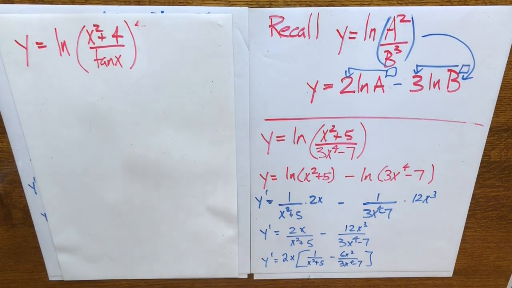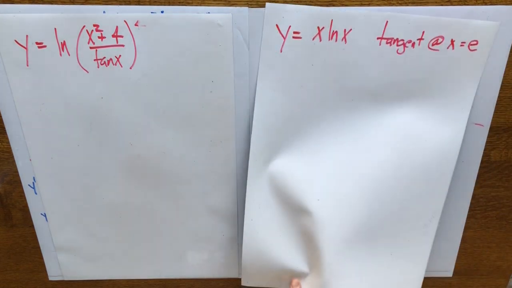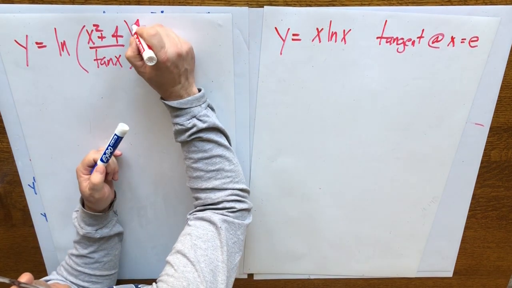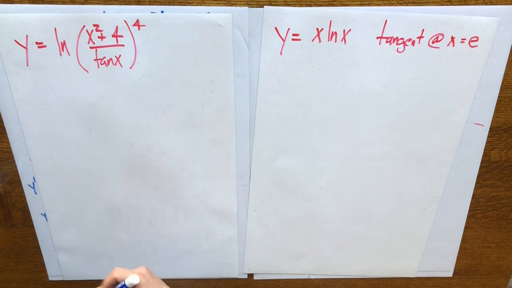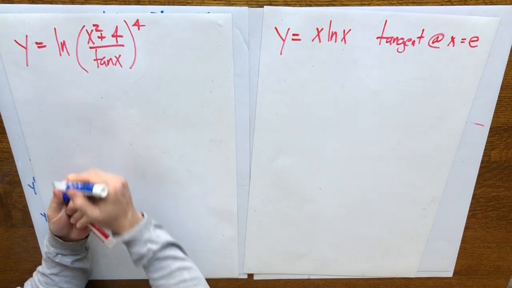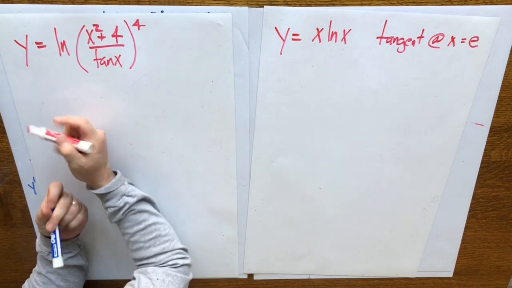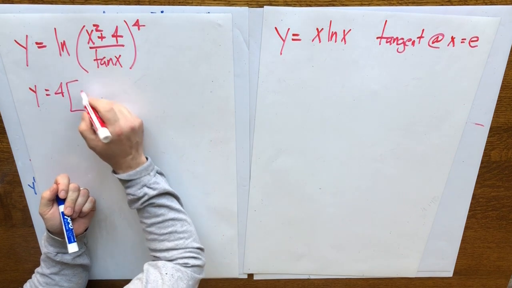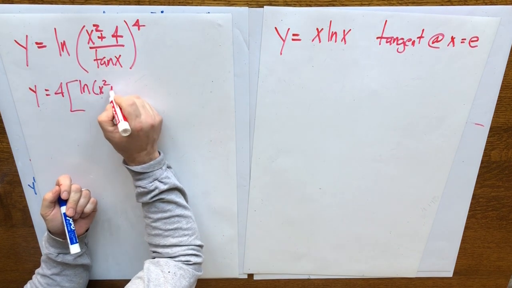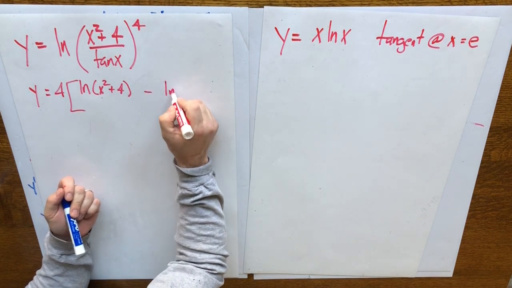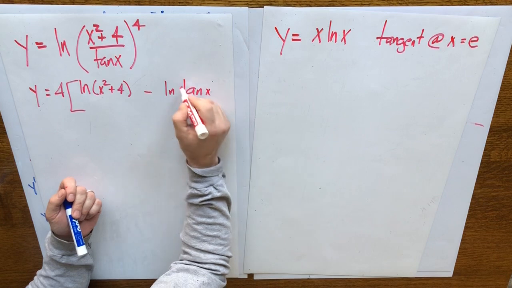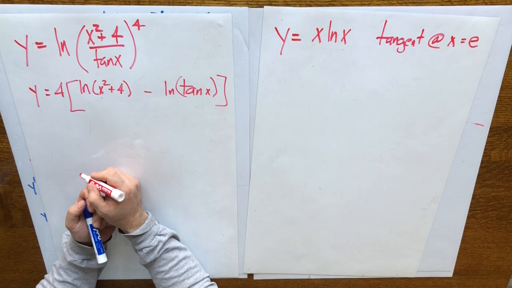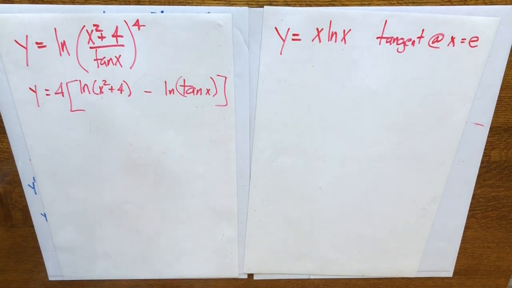Three more boards. 1, 2. This one does have an exponent on the outside, so I'm going to use the down in front rule. It would look like this. y equals 4. This 4 belongs to both of them, so I'm going to put them in brackets. ln of x squared plus 4 minus ln tan x. So that's just using the laws of logarithms to simplify. You could distribute that 4 in if you wanted.